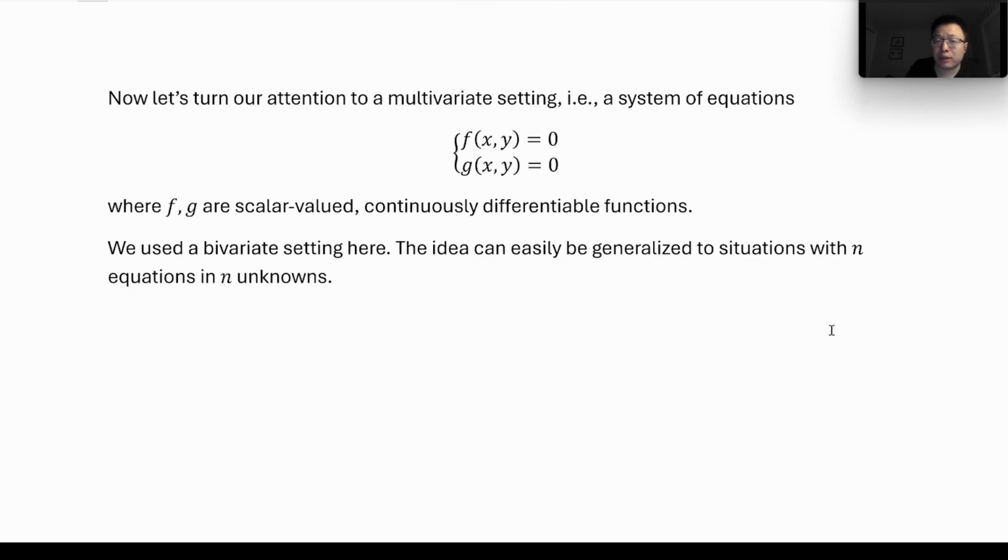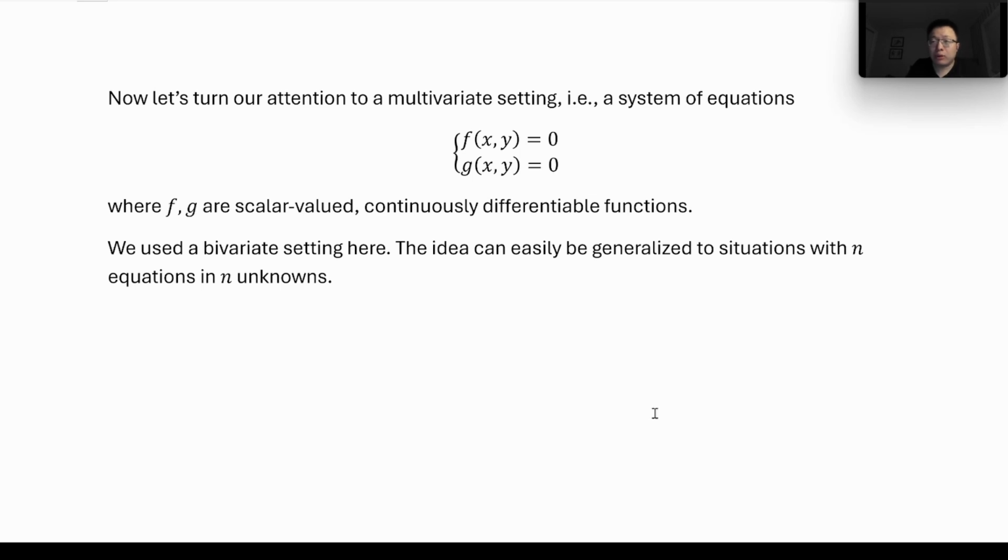And now let's turn our attention to a multivariable setting. Let's consider a system of equations of this form. We have f of x, y equals 0 and g of x, y equals 0, where f and g are scalar valued, continuously differentiable functions. Here we use a bivariate setting. That means we have two unknowns and two equations. The idea can be easily generalized to situations with n unknowns.